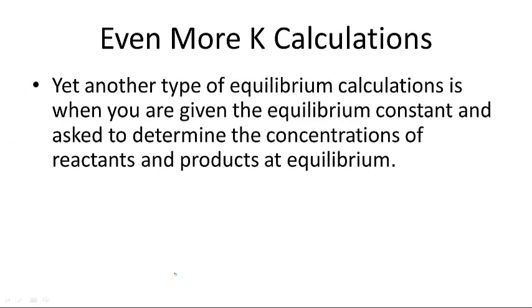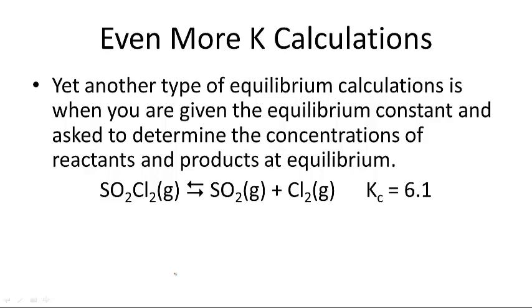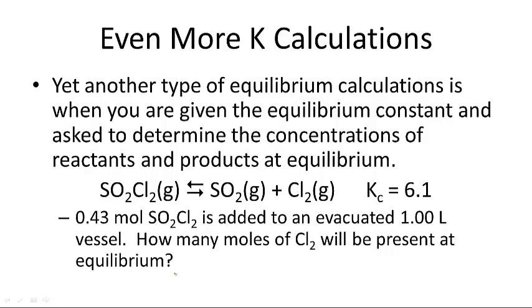All right. So even more K calculations. So that one is somewhat common. This is the most common. You're given the equilibrium constant and asked to determine the concentration of reactants and products at equilibrium. So here's a reaction. SO2Cl2 makes SO2 plus Cl2, and I have a Kc of 6.1. So you're given the equilibrium constant. And now I'm telling you how much is added, and I want to know at the end how much there will be.